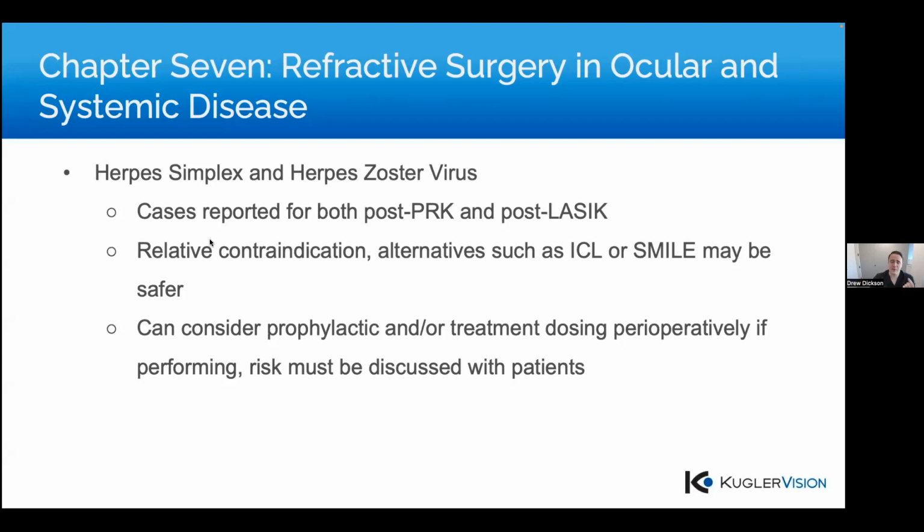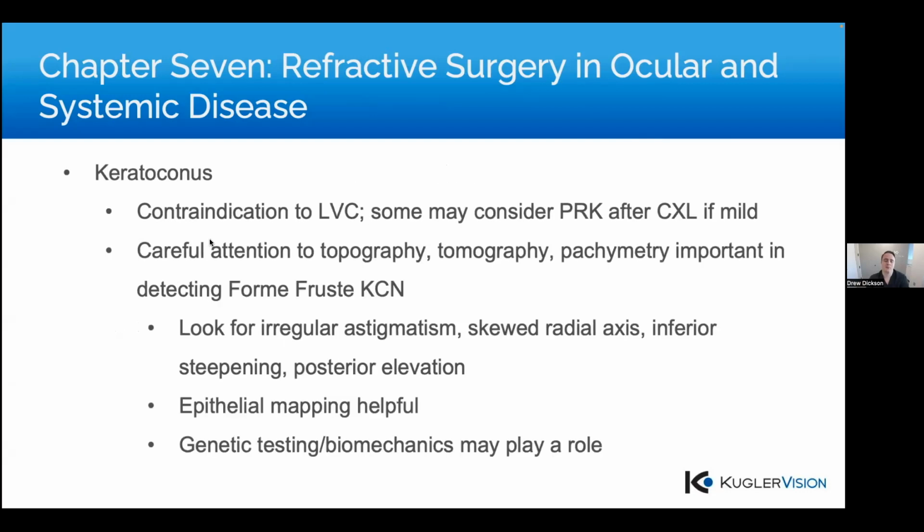So if patients are candidates for something where you're not using that, like ICL is probably the best because you're avoiding significantly changing the cornea altogether, but SMILE may be safer. You can consider using prophylactic or treatment dosing perioperatively if you're performing this on a patient with a history of herpes, but you certainly need to have this discussion with patients and make sure that they understand the risks that are involved.